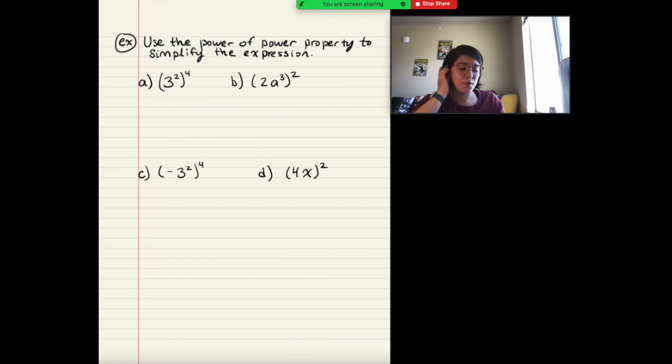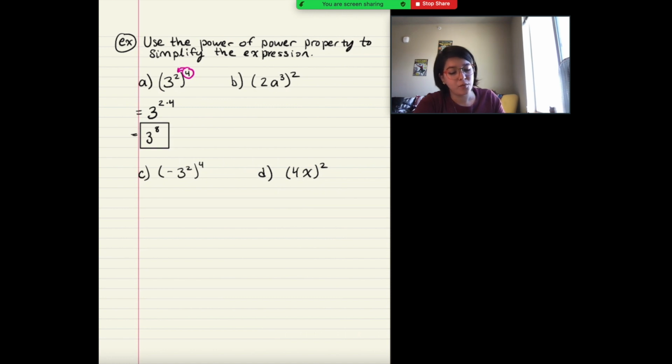In the next example, we're asked to use the power of power property to simplify the expression. So in all of these examples, we have parentheses. So that means we're going to need to distribute our outside exponent to our inside factors. So we have 3 squared to the 4th. Well, in this case, we only have one term inside the parentheses, and that's 3 squared. So all we'll have to do is multiply our exponents. So we'll have 3 to the 2 times 4, which would just be 3 to the 8th.